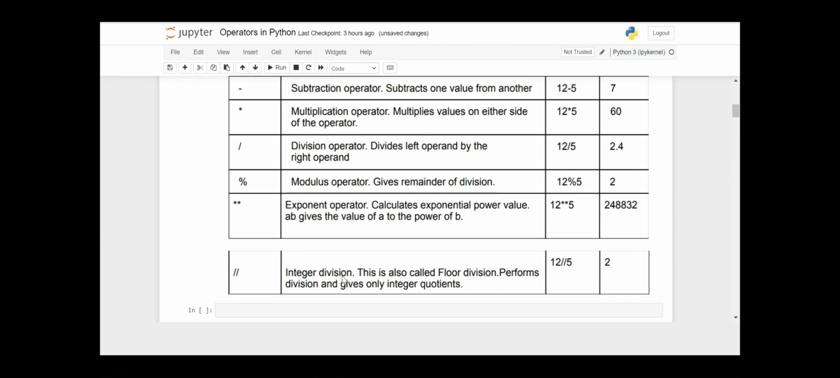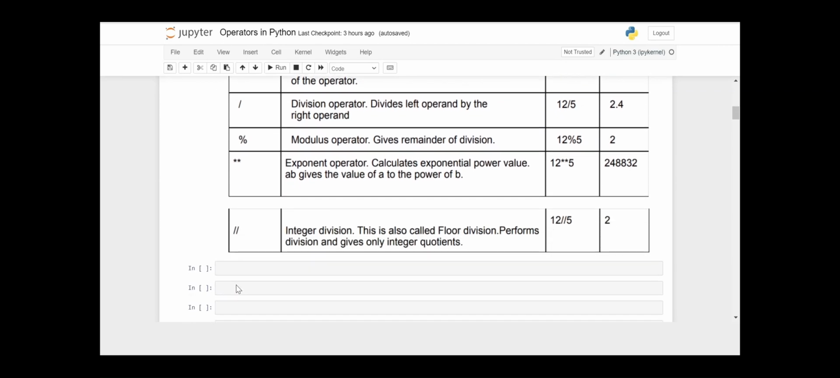Next is integer division, or we normally call it floor division. On dividing 12 by 5, we get a decimal result, right? What floor division does is it removes the decimal part and returns only the integer portion. So on dividing this, we got 2.4 something, right? It won't give us 2.4, it will give us only 2. The integer portion is the only output. The decimal part is removed on doing floor division. Using this symbol, we get that.